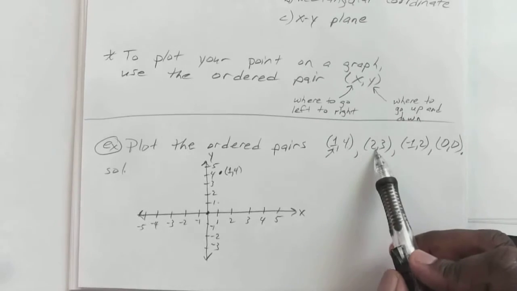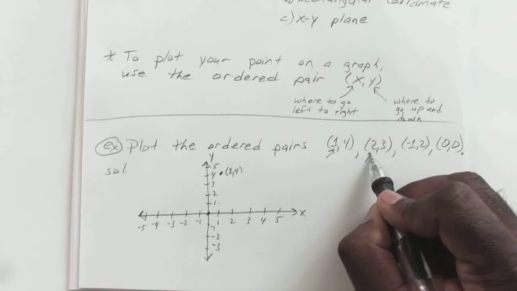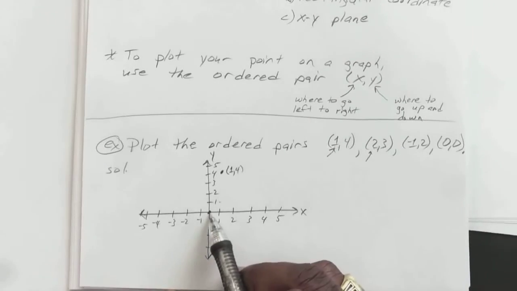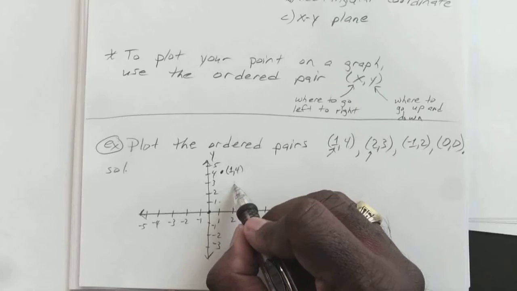Okay. Same thing with point 2, 3. You're going to go to the right 2 spaces. Then you're going to go up 3 spaces. So starting right at the origin, you're going to go to the right twice and up 3.